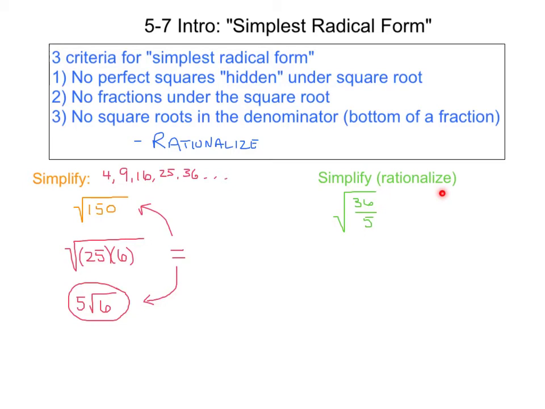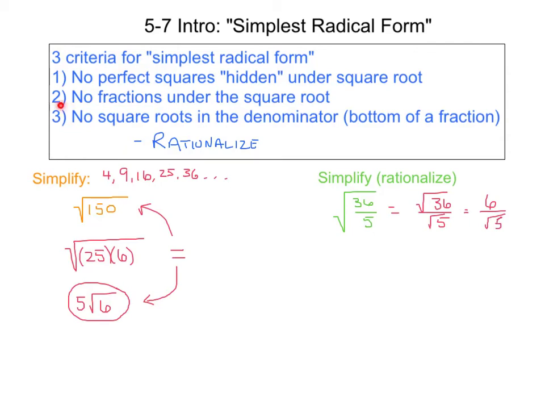Now, look at the second criteria. It says no fractions can be under the square root. So our very first step is that we need to get that fraction out of the square root. So we can rewrite this as simply the square root of 36 over the square root of 5. When you're taking the square root of a fraction, you can break it into two separate square roots. Now, don't you know the square root of 36? It's 6. So on top, we have 6. And now on bottom, or in the denominator, we have the square root of 5.